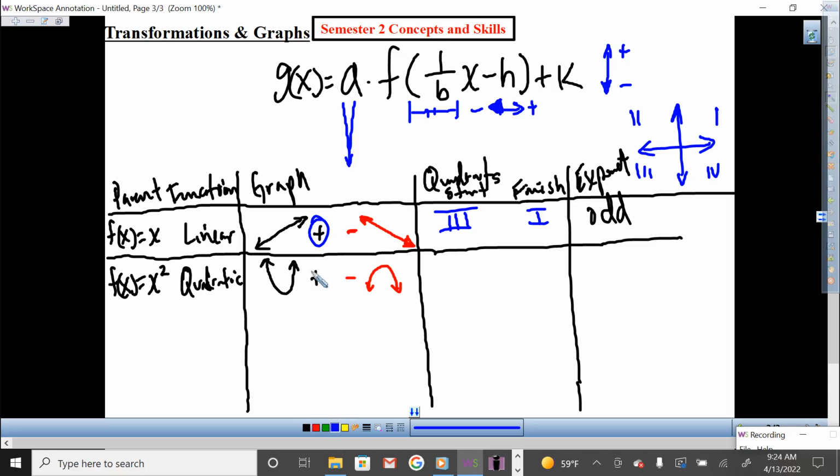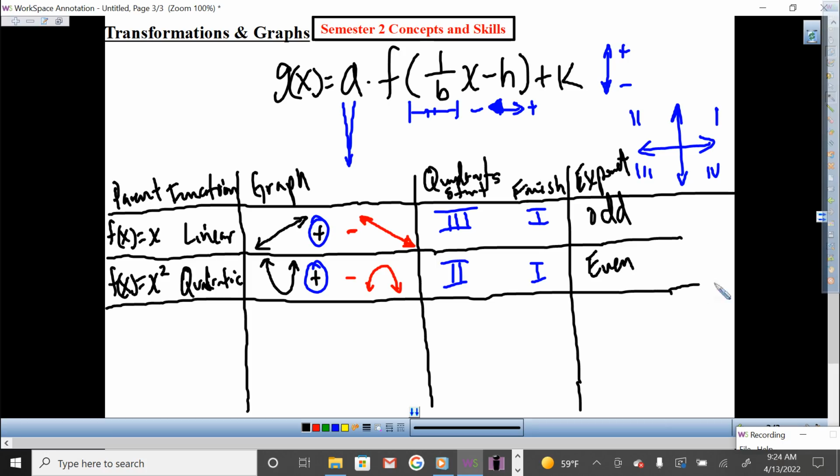Once again, I'm going to focus on the positive parabola. Where does it start, what quadrant, and where does it end? Tell your neighbor, please. Yeah, it starts in quadrant 2, and it ends in quadrant 1. And what kind of exponent shall we say? Even. All right, let's go to the next one.